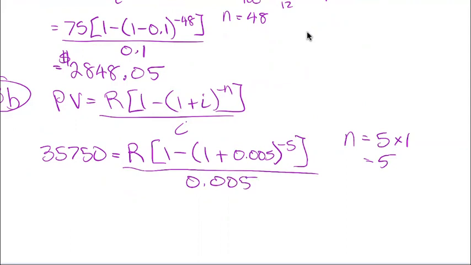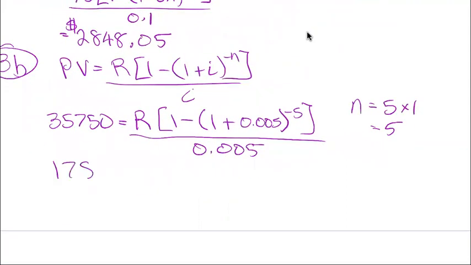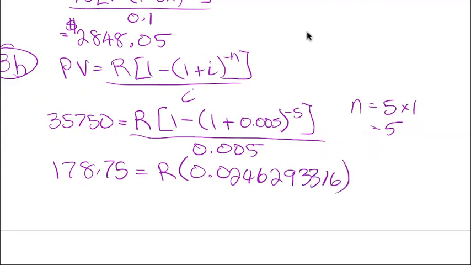Again, working backwards, doing some math, I get 178.75 is equal to R times, it's an ugly number, 0.0246293316. R being equal to, when I do the division, 7257.61. So a yearly regular payment of $7,257.61. This one's a little different because it's a yearly payment as opposed to the monthly payment ones that we've already been looking at.